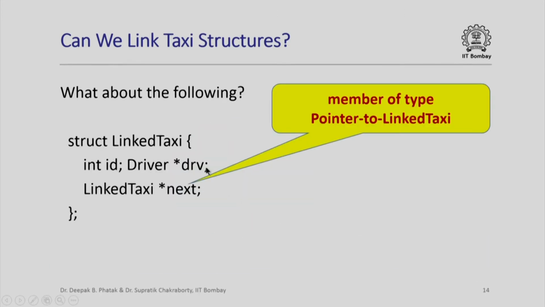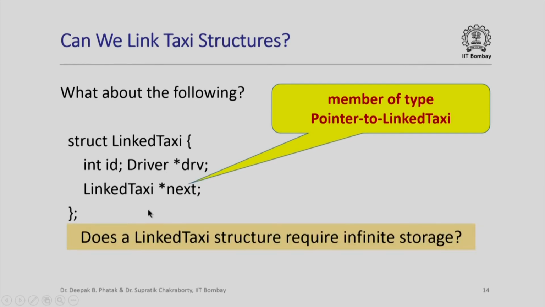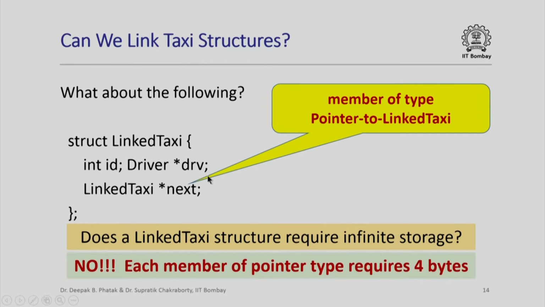Well, what can we do? Can we try the following alternative? Instead of having next being of type linked taxi, can I have next being a pointer to linked taxi? And in this case, does an object of structure type linked taxi still require infinite storage? Well, it is easy to see that it will not, because this member is merely a pointer to another object of structure type linked taxi, and a pointer just requires 4 bytes of storage, and therefore the total amount of storage required for this structure is finite.